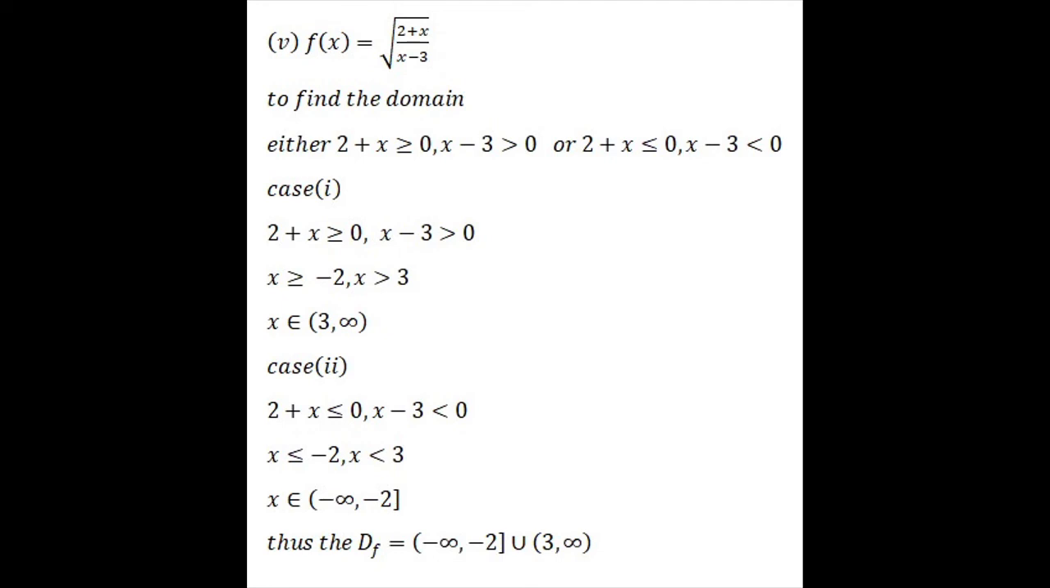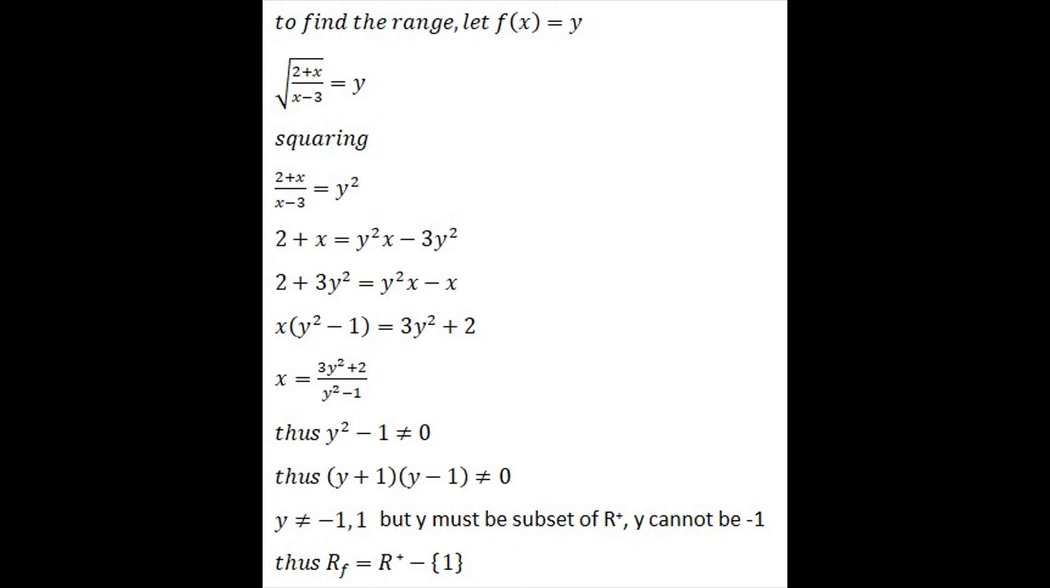Now case 1, 2 plus x greater than or equal to 0, comma, x minus 3 greater than 0, we end up getting x is greater than or equal to minus 2, x is greater than 3. What satisfies both conditions is 3 to infinity. Now for the second case, 2 plus x less than or equal to 0, x minus 3 less than 0, that means x is less than or equal to minus 2, x is less than 3. So all those values lie between minus infinity and minus 2, because all those are less than minus 2 only. So x belongs to minus infinity comma minus 2. Thus the domain is the union of those two things, minus infinity comma minus 2 union 3 comma infinity.